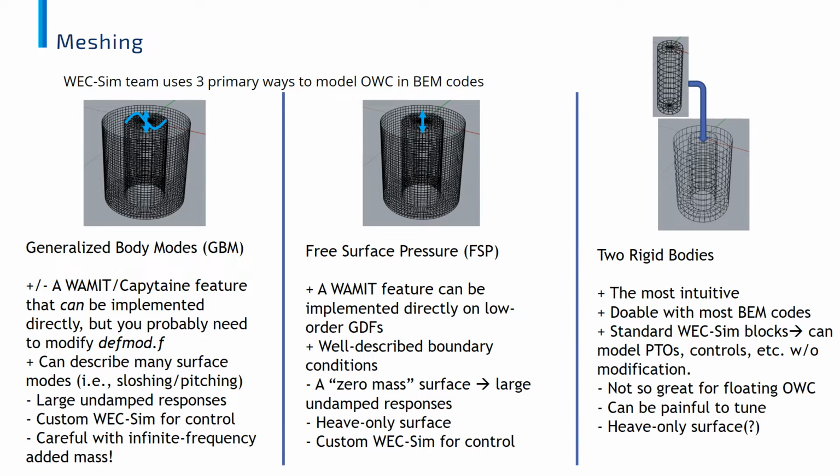Free surface pressure is basically, as I've mentioned, a shortcut method to the generalized body mode that doesn't require you to mess at all with the Fortran code. You just have to specify which panels are your internal free surface. However, both of these methods have the problem that they have some very large undamped responses near the resonant modes of that internal free surface. And we'll get to a way that we can deal with that here in a moment.